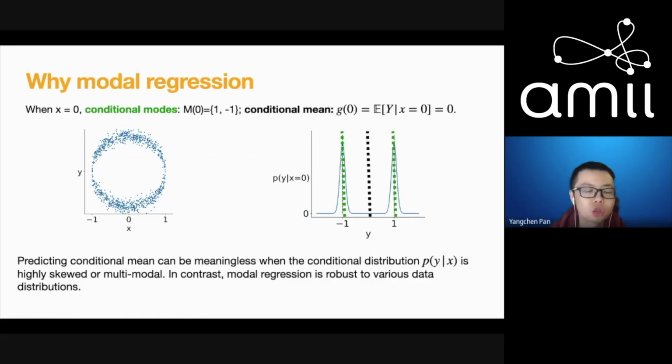This example actually motivates modal regression. Predicting the conditional mean can be meaningless when the conditional distribution of y given x is highly skewed or multimodal. In contrast, modal regression is robust to various data distributions.